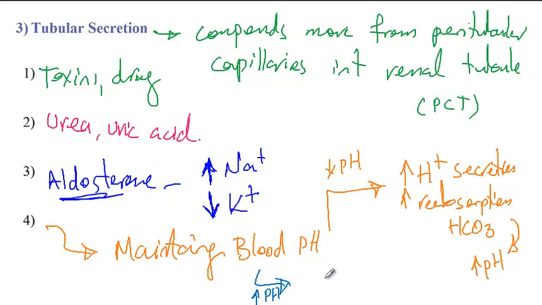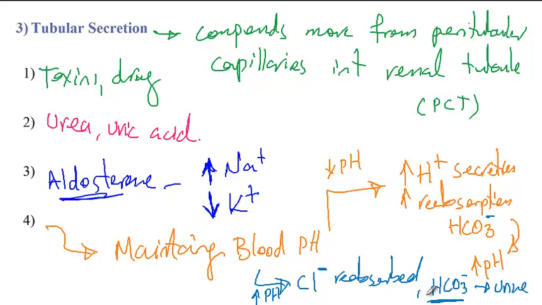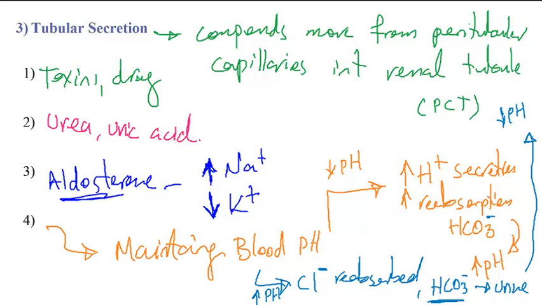Under these circumstances, instead of reabsorbing HCO3 negative, the kidneys will reabsorb chloride instead. So chloride is reabsorbed, and then bicarbonate, HCO3 negative, is allowed to get excreted in the urine. Now since we've lost bicarbonate, blood pH will drop. Okay, so the result is a drop in blood pH. Okay, so now we are done with the discussion of glomerular filtration, tubular reabsorption, and tubular secretion.